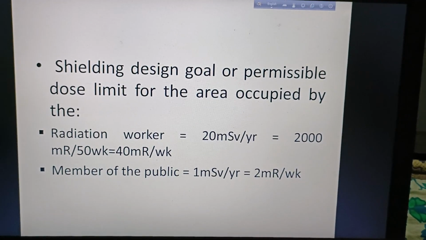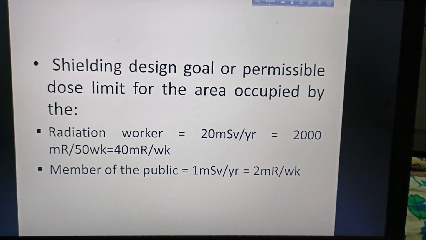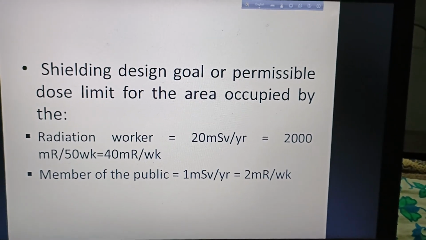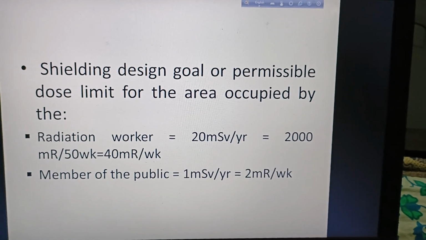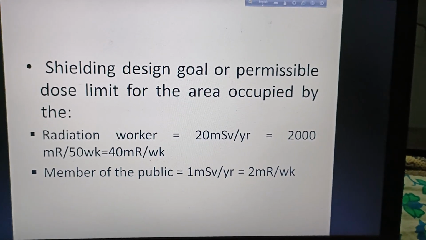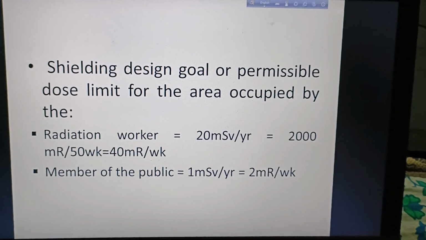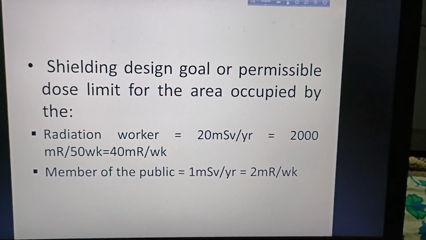Shielding design goal of permissible limit for the area occupied by the worker. Radiation worker: 20 millisievert per year, equal to 2000 mR per 50 weeks, that is 40 mR per week. Member of the public: 1 millisievert per year, that is 2 mR per week.